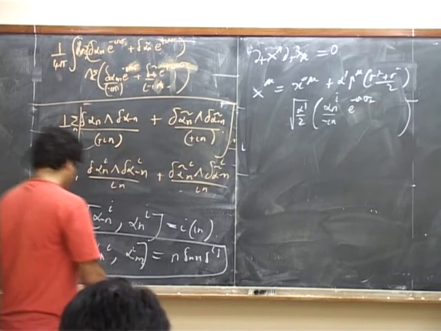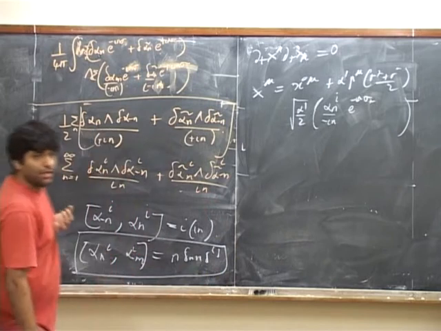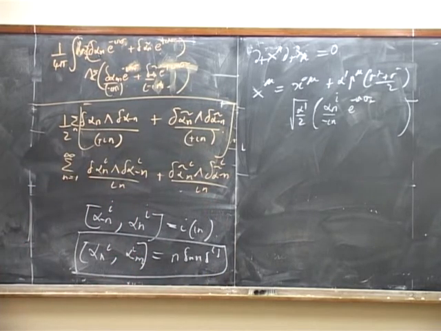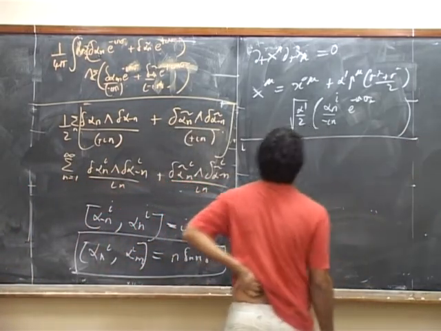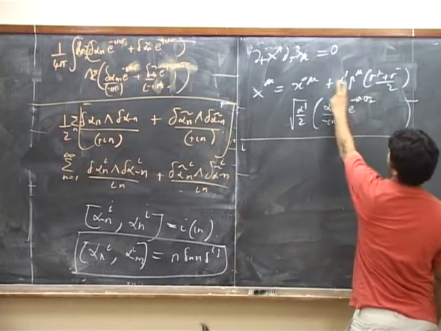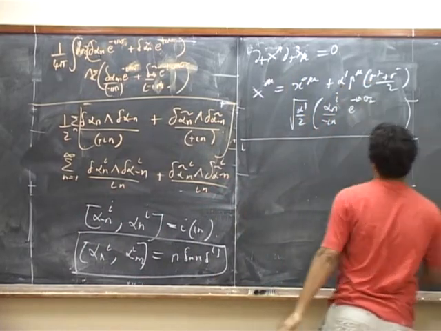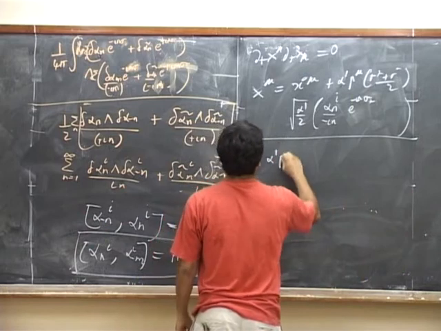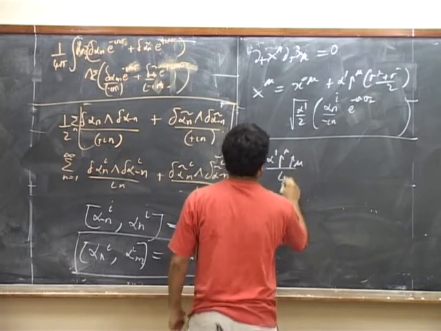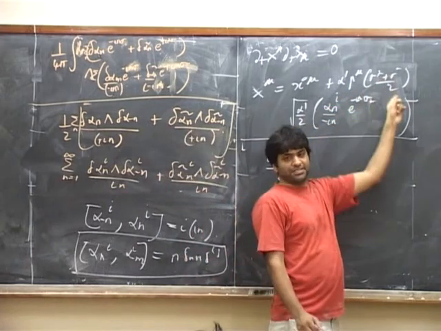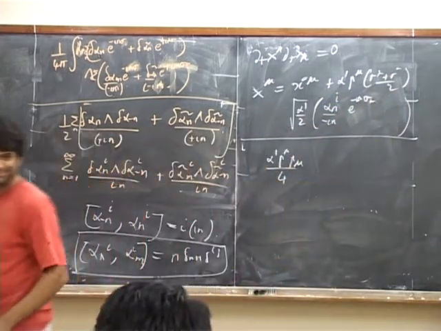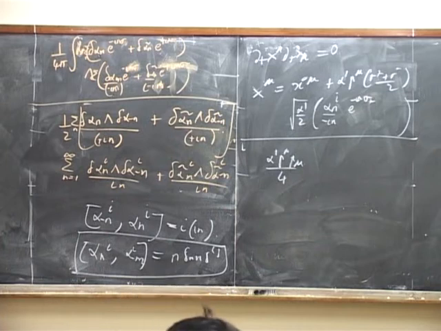Okay, so let's evaluate this constraint. Let's first see what the zero modes give us. From the zero modes, the only contribution is that del plus hits sigma plus. So we just get alpha prime p mu by 4, by 4 because tau was sigma plus sigma minus by 2, and we get two factors of by 2. Is this clear?